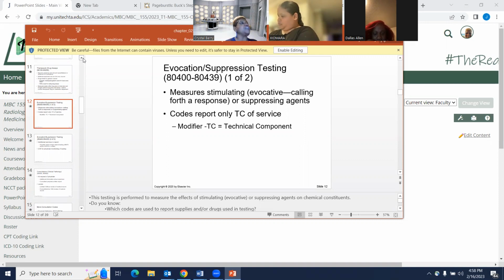Codes in the pathology laboratory section, evocation suppression testing include which of the following? A, complete service. B, test, injection, substance administered, physician time. C, injection and substance administered, or D, test only?